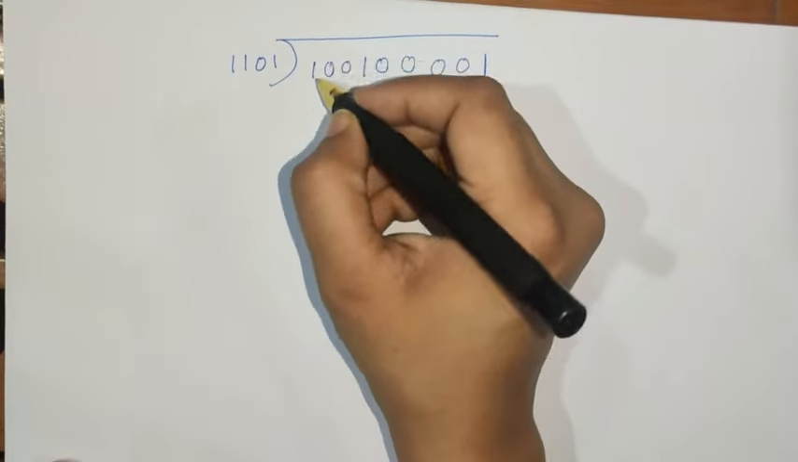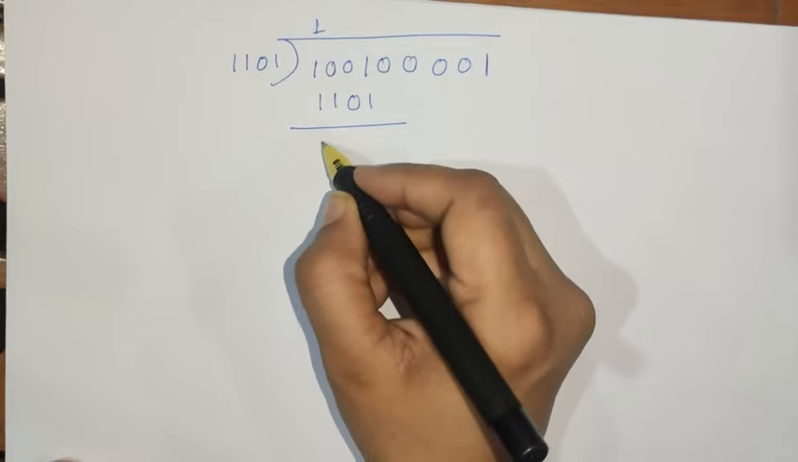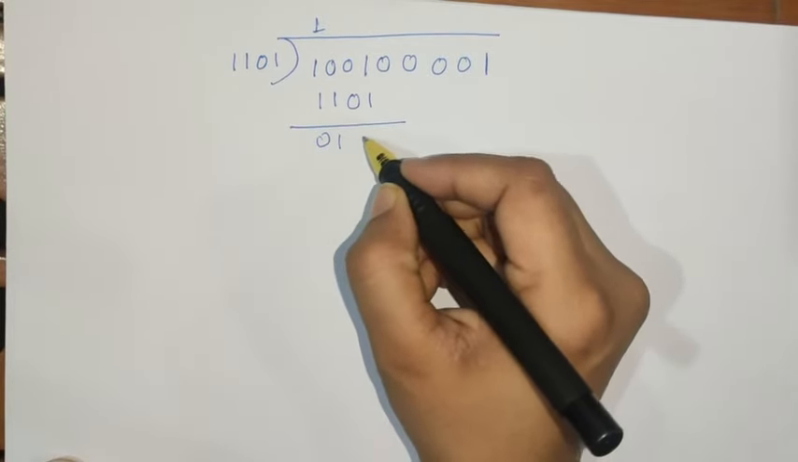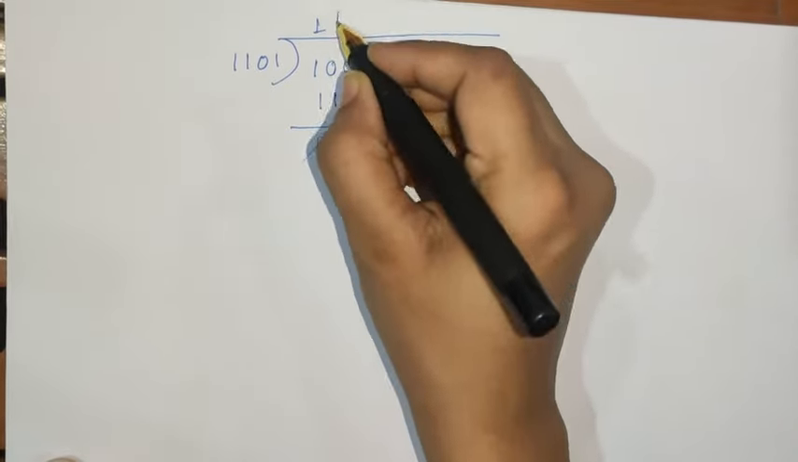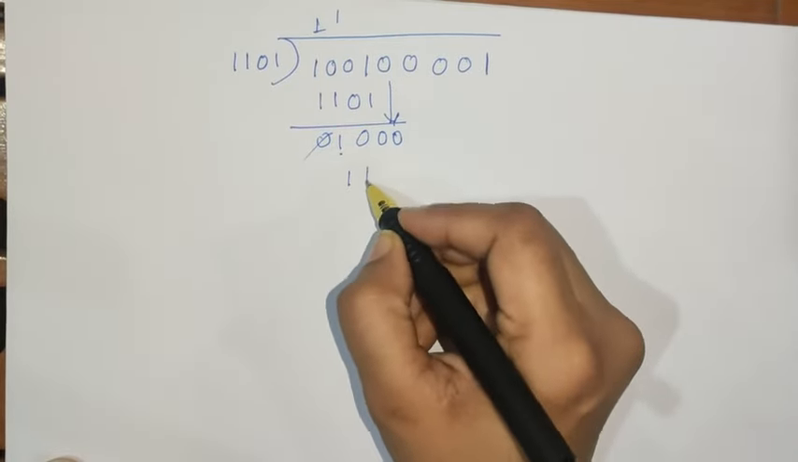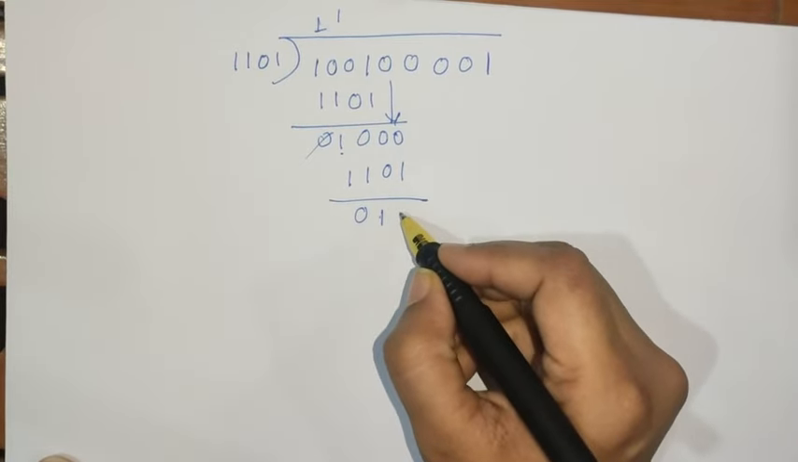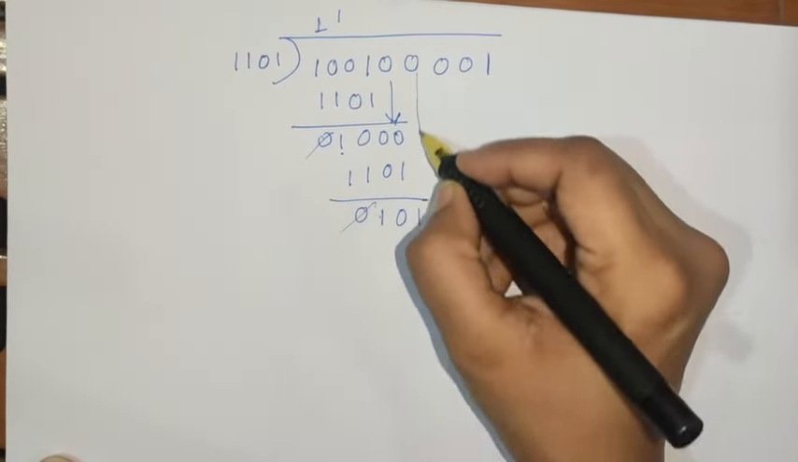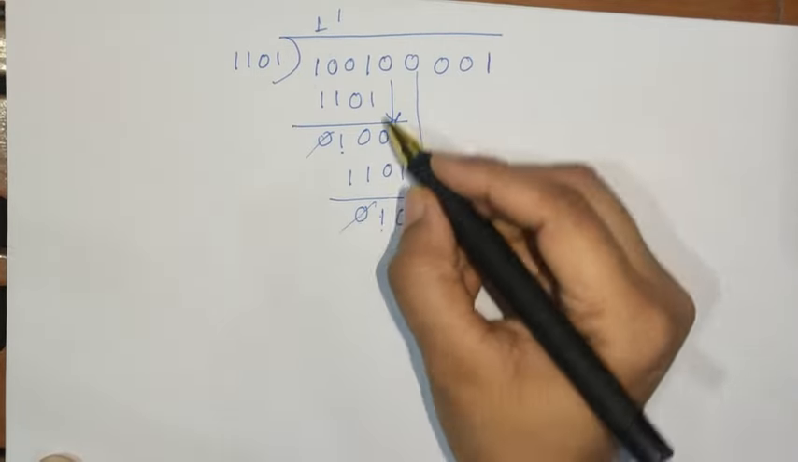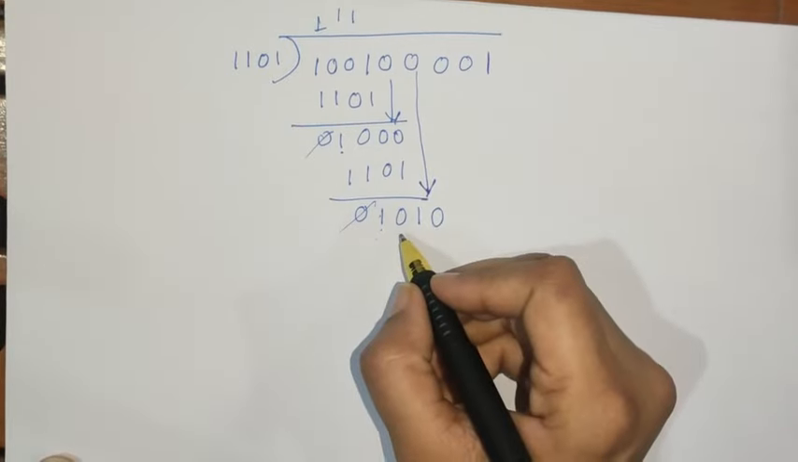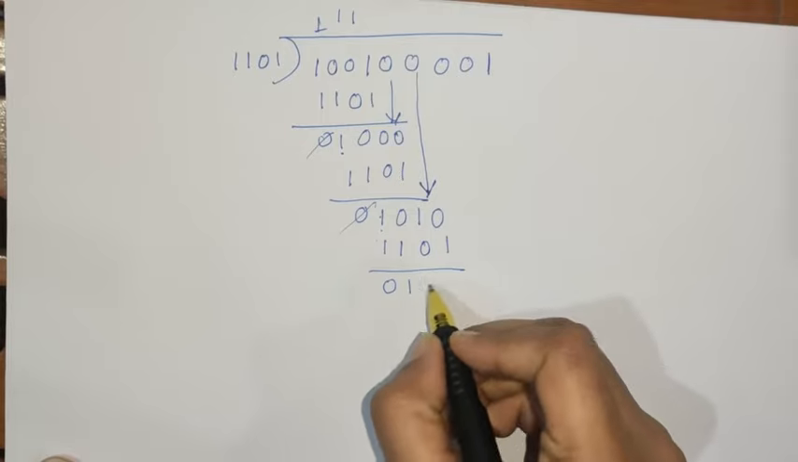As you can see, the first bit is 1. We are going to take 1s times 1 1 0 1. 1 1 is 0 1 0 0. Discard this, take 0. Again 1s times, because the first bit is 1. 1 1 0 1 0 1 0 1. Discard this, take above 1, above 0 0. Again you can see the first bit is 1, so we are going to take 1s times 1 1 0 1 0 1 1 1.